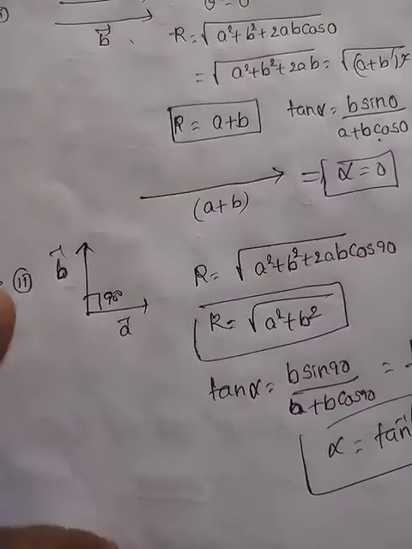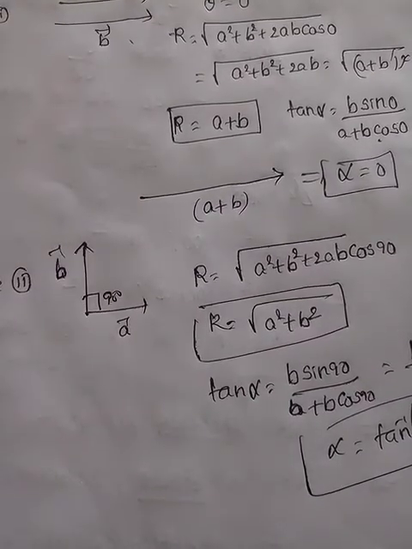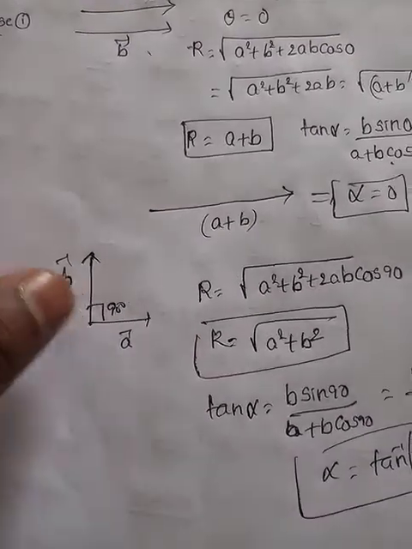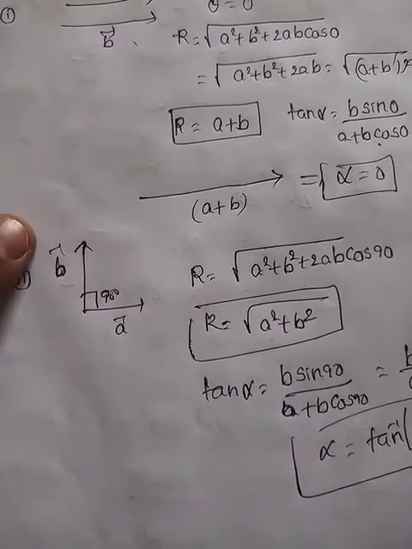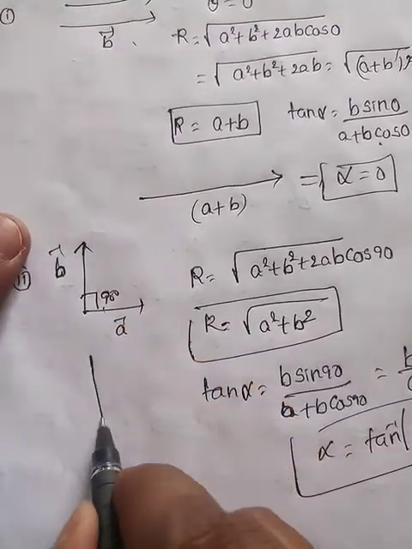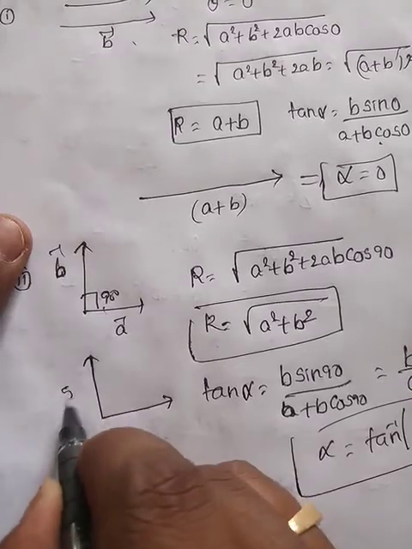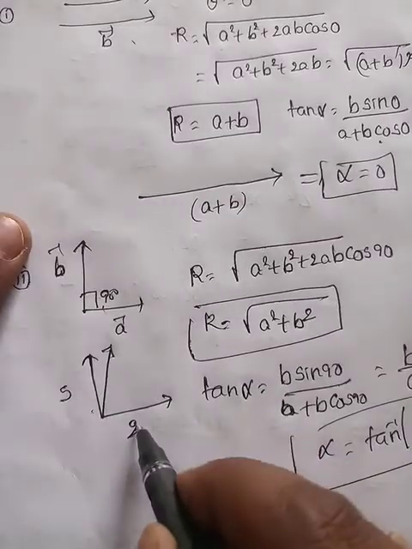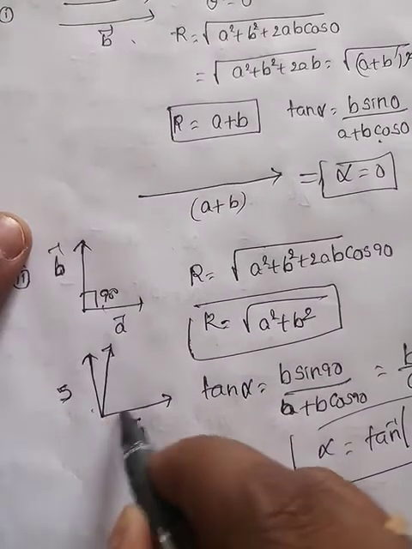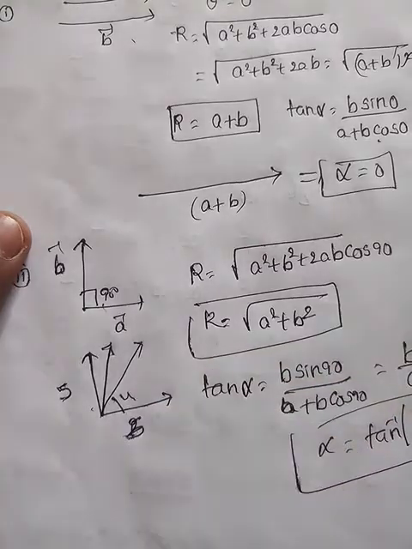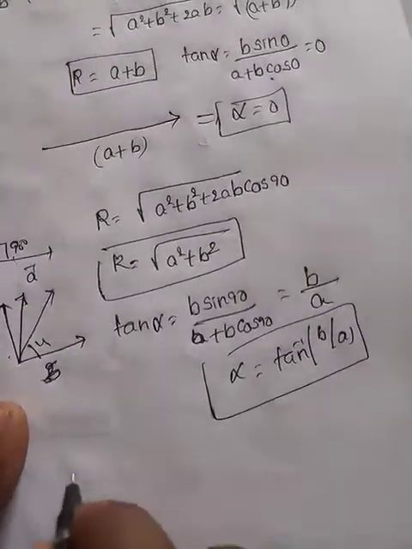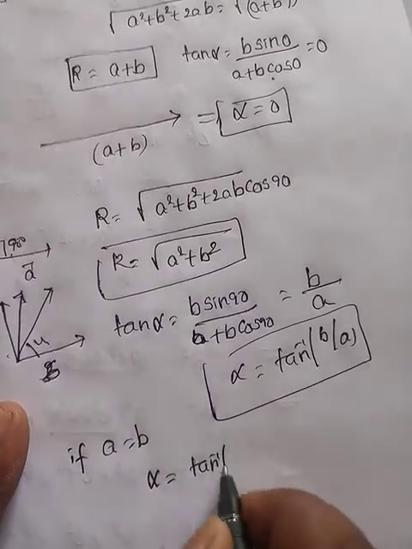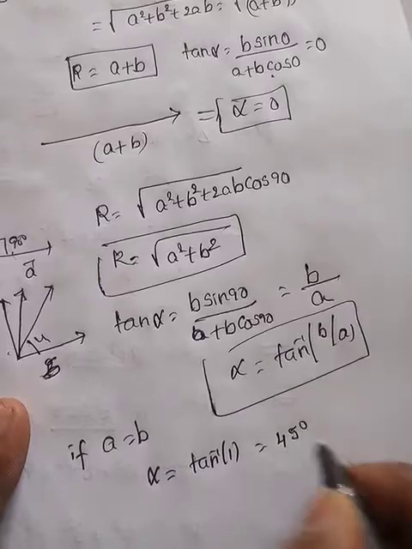So, we can say that the resultant is along the direction which has more magnitude. For example, B is 5, A is 2. So, the resultant is near to 5. If A is also 5, then it is making an angle of what? 45. Because if A is equal to B, alpha is equal to tan inverse of 1, nothing but 45 degrees.